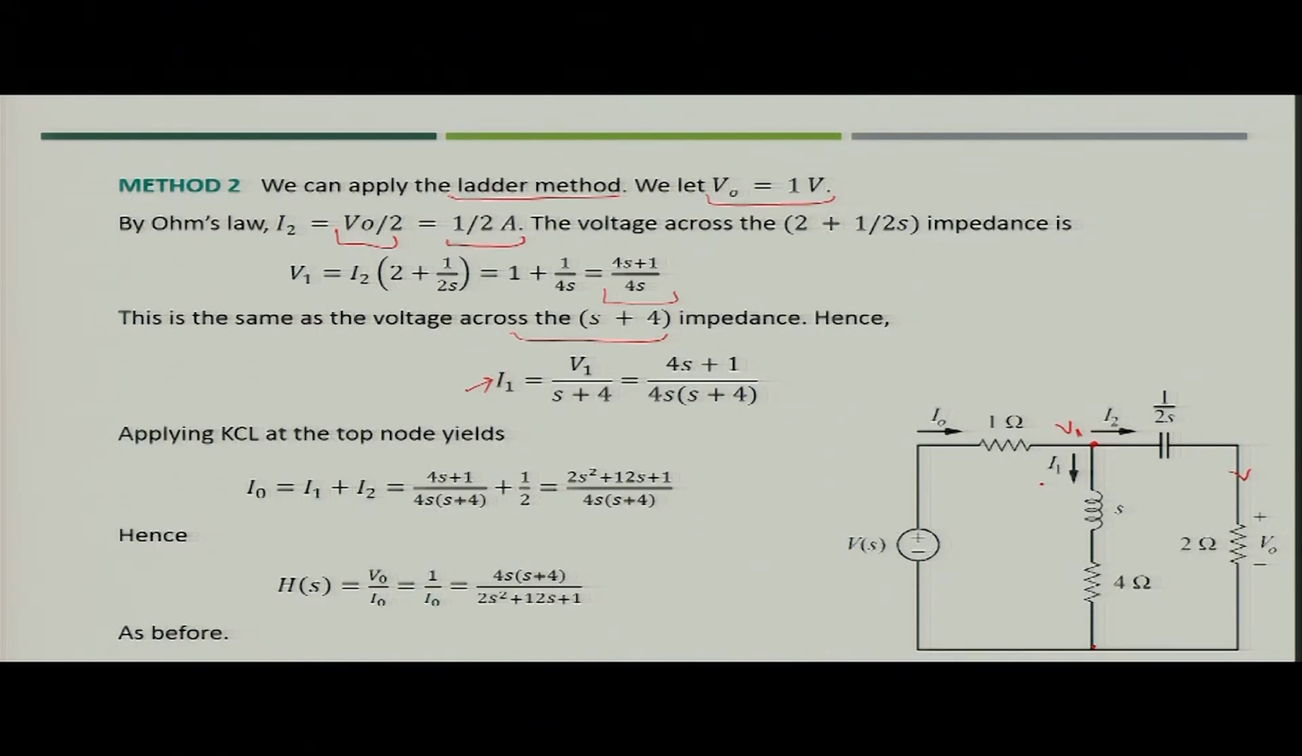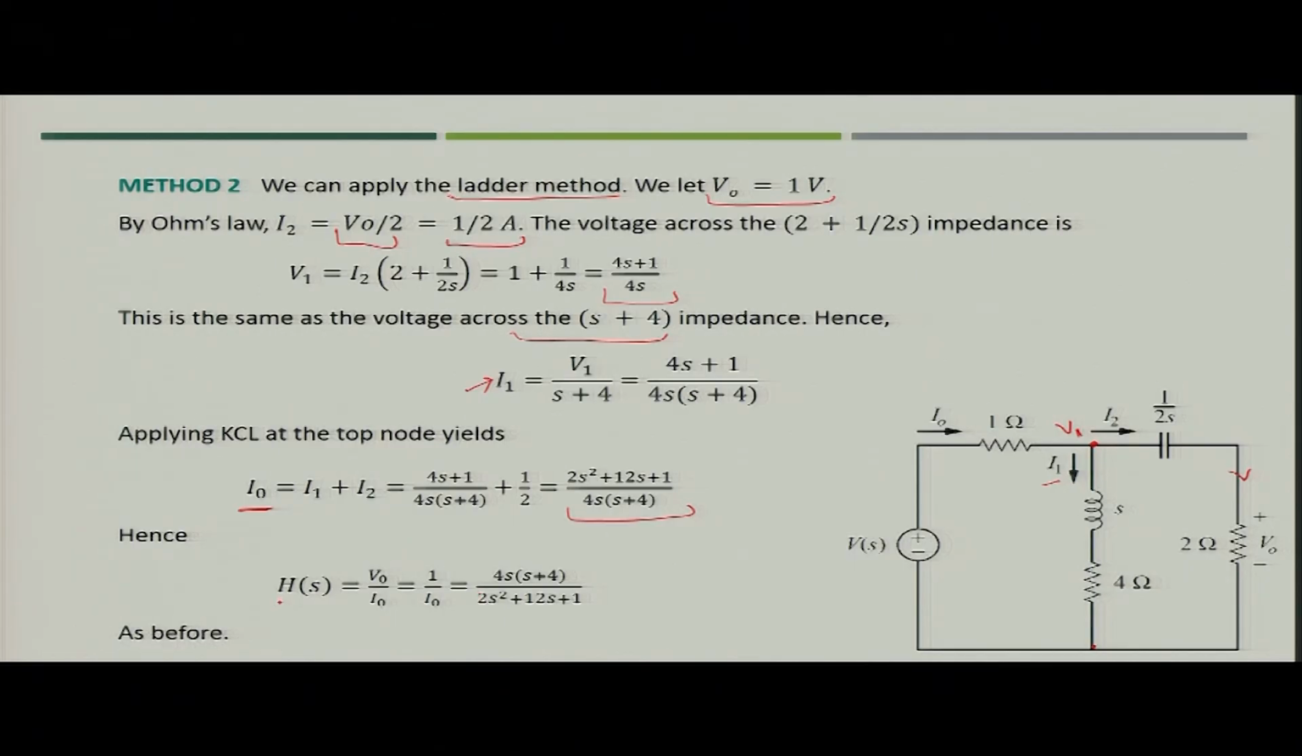Now, we have I1 and I2, both known in terms of the transfer function. So, we can find the value of I naught. I naught now is nothing but I1 plus I2. So, I1 is (4s plus 1) divided by 4s into (s plus 4), plus 1 by 2. When you rearrange, you get (2s square plus 12s plus 1) upon 4s into (s plus 4). Now, you have got I naught.